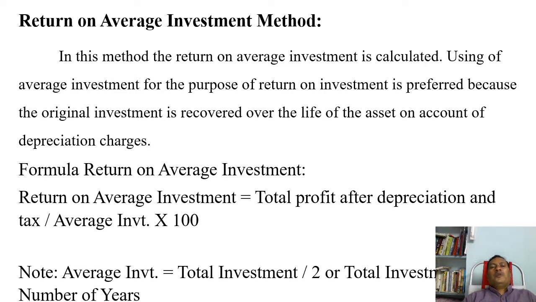The formula to find out the return on average investment: return on average investment is equal to total profit after depreciation and tax divided by average investment. In the previous session we used to take the net investment. Here, total profit after depreciation and tax is to be divided by average investment.